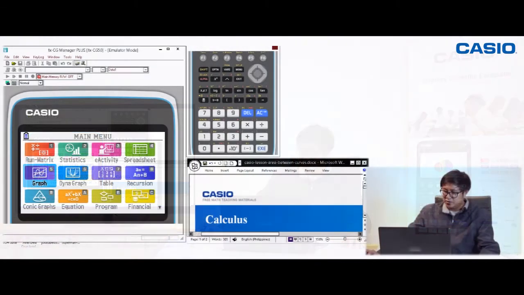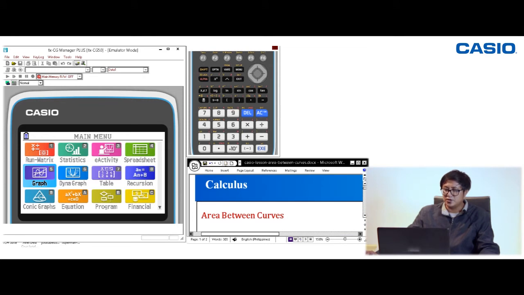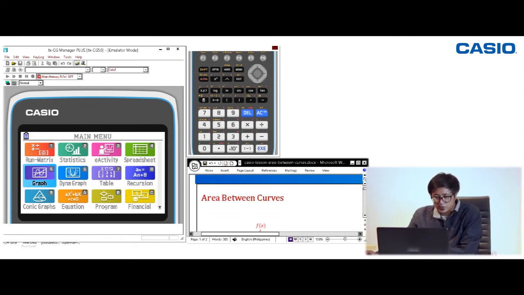So we are still in the content calculus. In this topic, we'll be studying area between curves. Okay, a quick recall of the concepts to know first before we answer a problem.